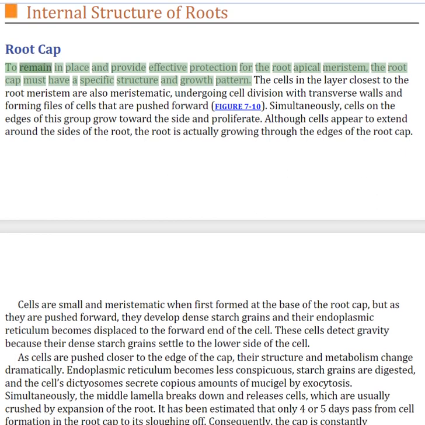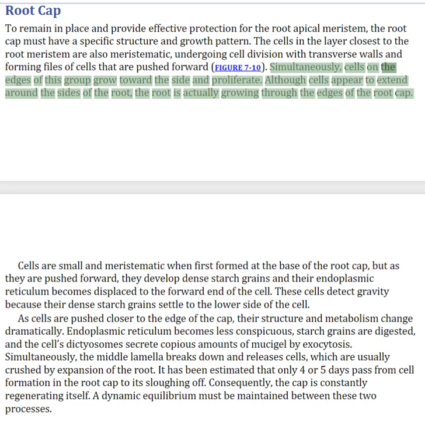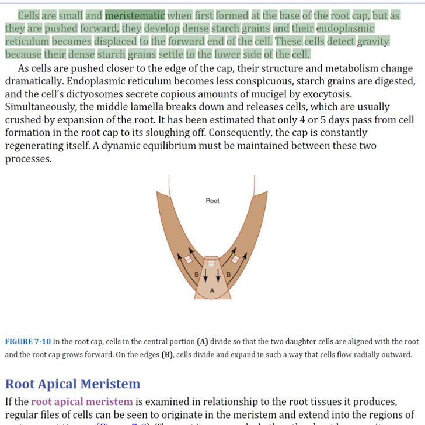To remain in place and provide effective protection for the root apical meristem, the root cap must have a specific structure and growth pattern. The cells in the layer closest to the root meristem are also meristematic, undergoing cell division with transverse walls and forming files of cells that are pushed forward. Simultaneously, cells on the edges of this group grow toward the side and proliferate. Although cells appear to extend around the sides of the root, the root is actually growing through the edges of the root cap.